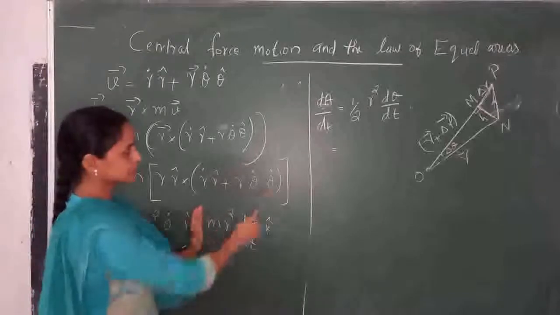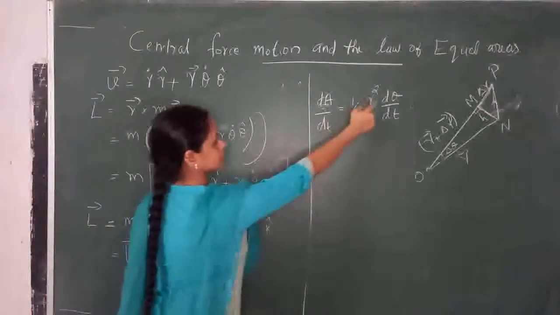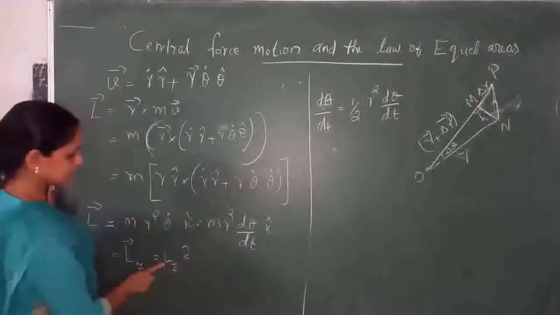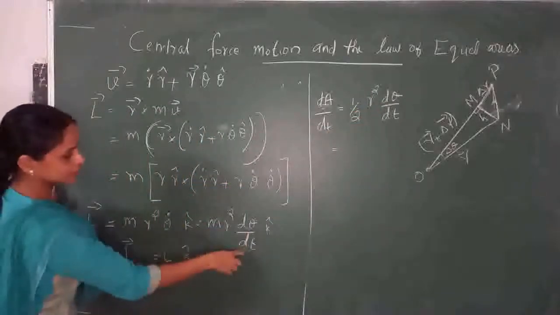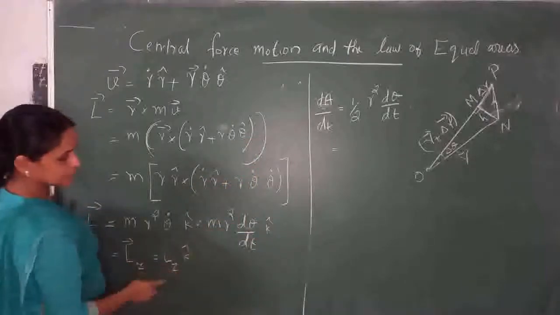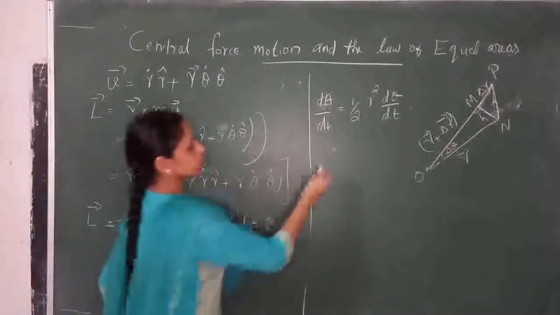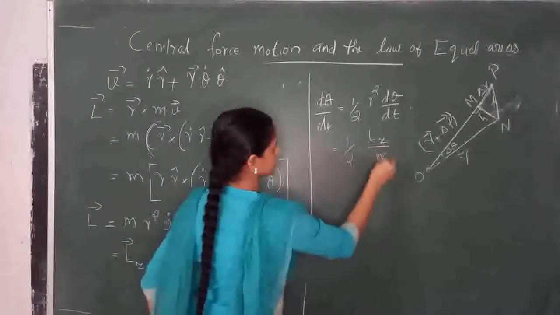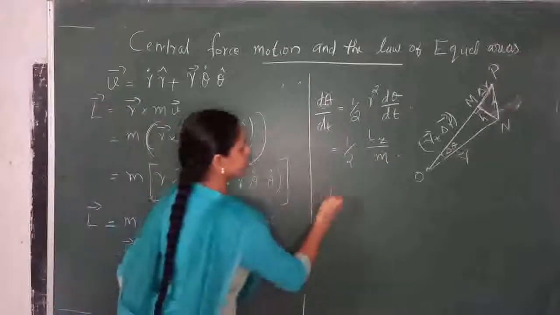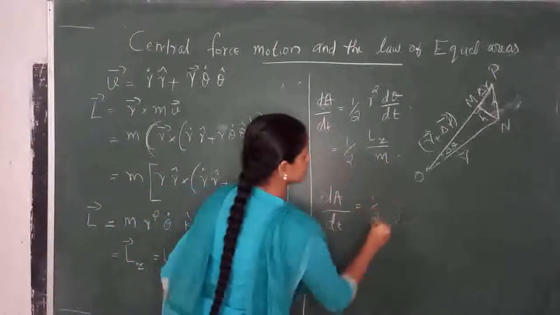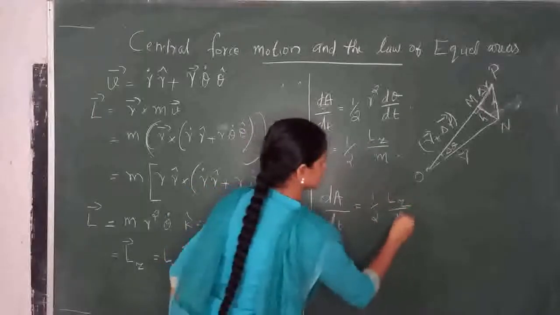So Lz is equal to m r square d theta by dt. So r square d theta by dt is Lz by m. So we can write that dA by dt is given by half into Lz by m.